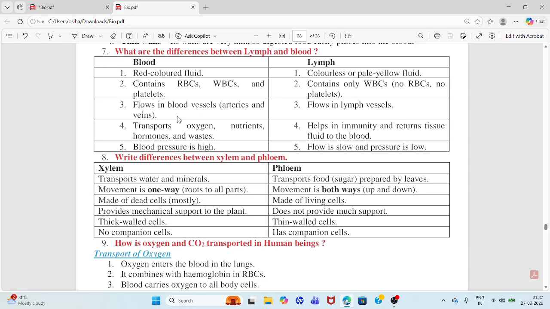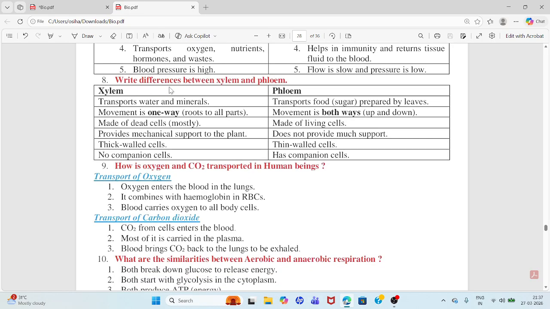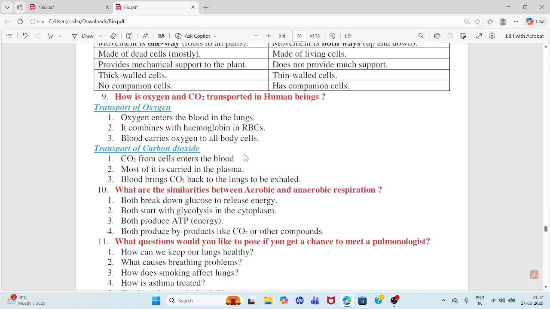Blood pressure is high. Lymph flow is slow and pressure is low. Eighth question. What is the difference between class and phylum? You can learn from here.